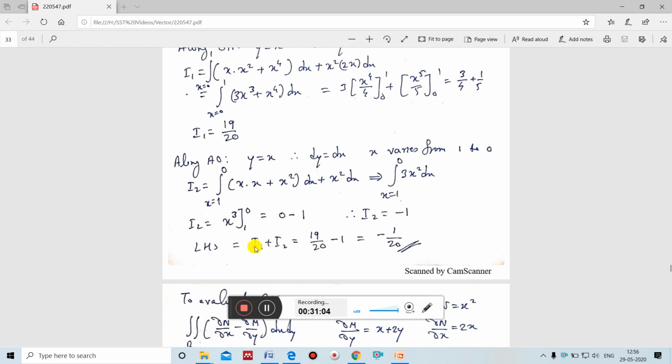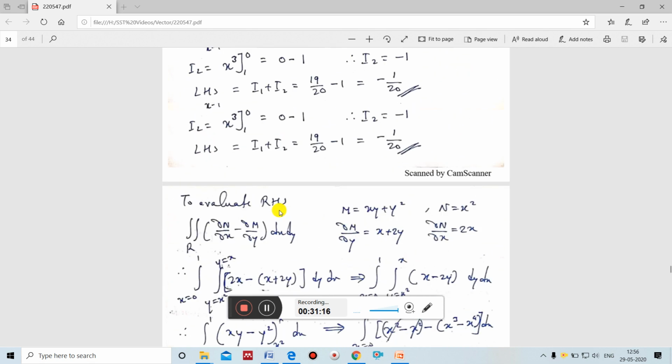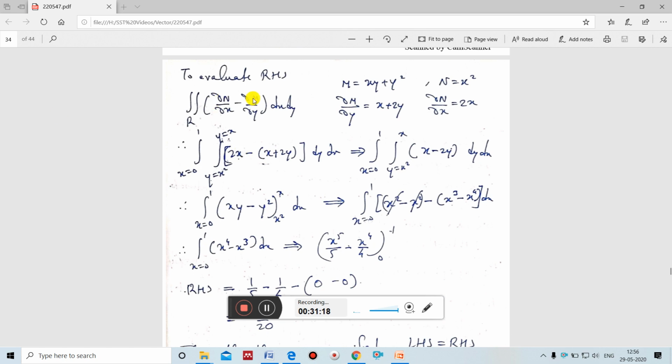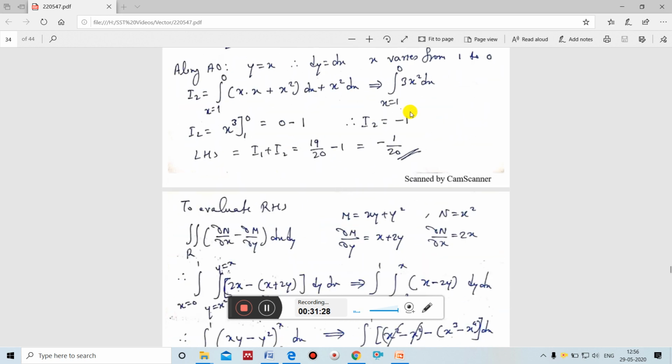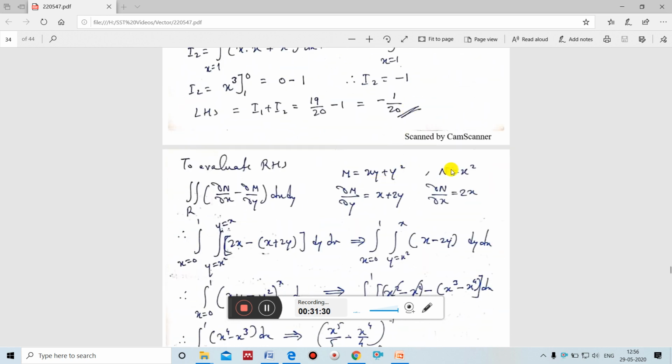Therefore LHS is equal to I1 plus I2, that is 19/20 minus 1. On simplification we get -1/20. That is the LHS part. To evaluate the RHS part, we require M and N. M and N are given in the question in the form M dx + N dy. So M is xy + y² and N is x², so here we have written them.